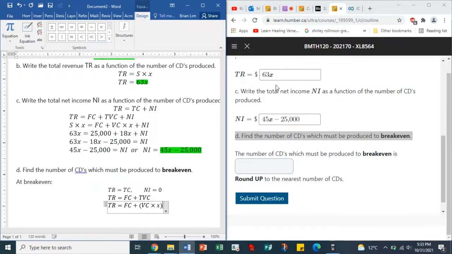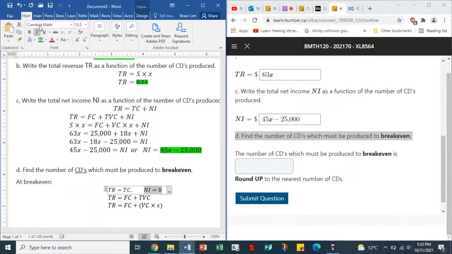All right, so all these are good expressions to come up with. But the biggest key to the break even is that the net income here is 0. That is the part you have to realize. Okay, net income is 0. So there we are.